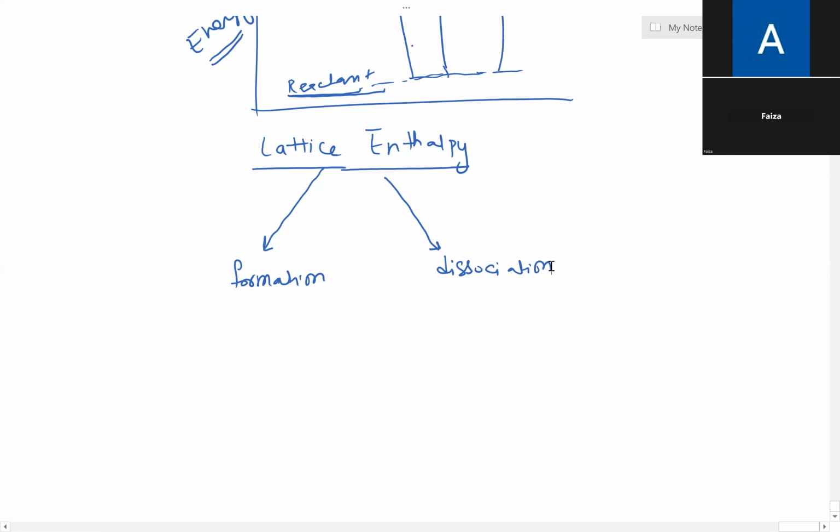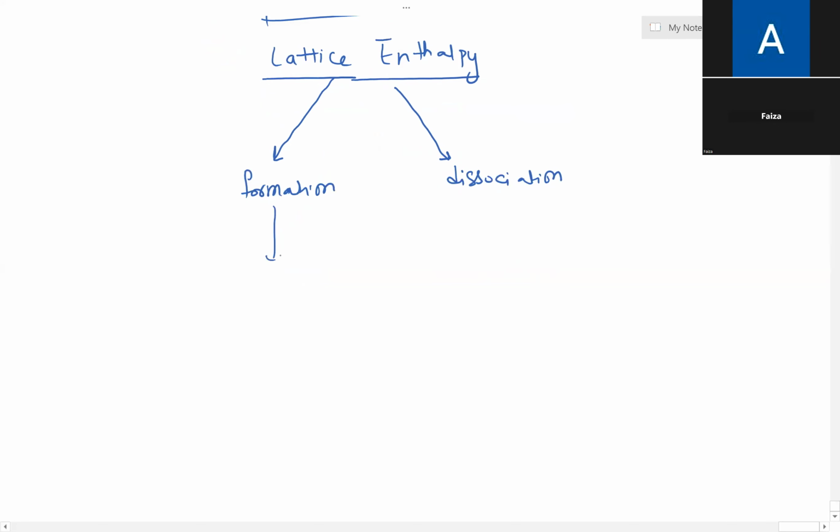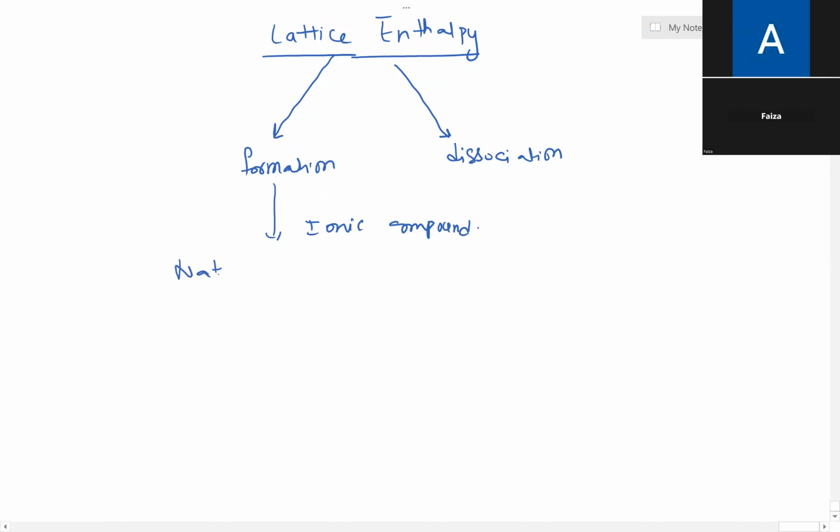Whenever we are studying lattice enthalpy of formation, basically it is the lattice enthalpy of an ionic compound. We are using some ions, and those ions should be in gaseous state. From those gaseous state ions we are making a compound that can be either solid, liquid, or gas, that depends. So this is called lattice enthalpy of formation.